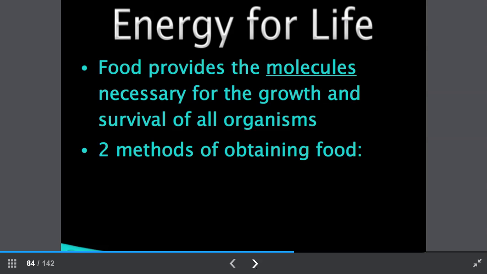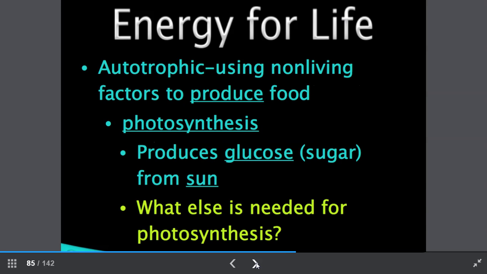There are two methods of obtaining food. Autotrophic, that's using non-living factors to produce food. For example, sunlight. Photosynthesis is important for autotrophs. They are able to produce glucose, known as sugar, using energy from the sun. What else is needed for photosynthesis?